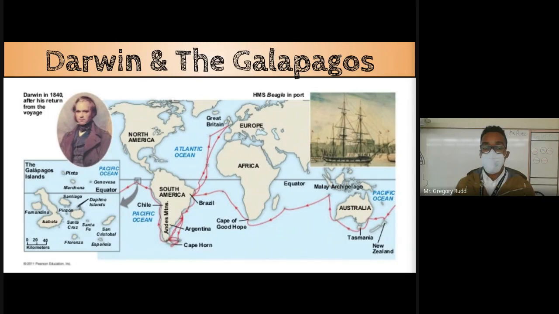And they eventually made a pretty prolonged stop in the Galapagos Islands, and that's where Darwin made many of his most important discoveries. From there, they continued west to New Zealand and Australia. They also made a stop in Indonesia, what was called the Malay Archipelago. And then they went to Cape of Good Hope in Southern Africa. So this took place over the course of, I believe, 6 years, traveling by boat around the world.